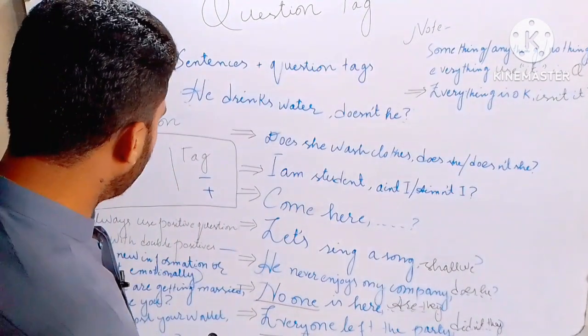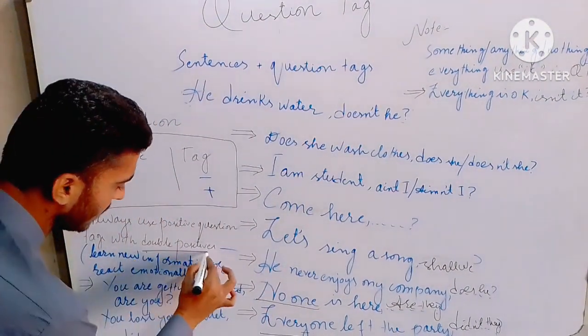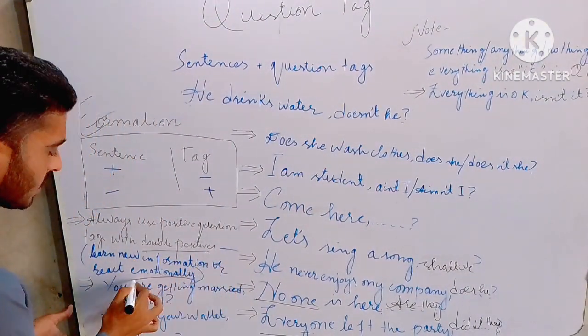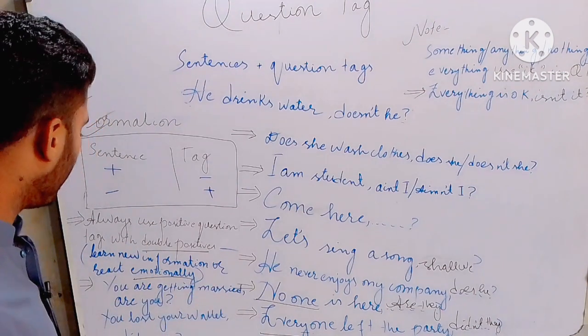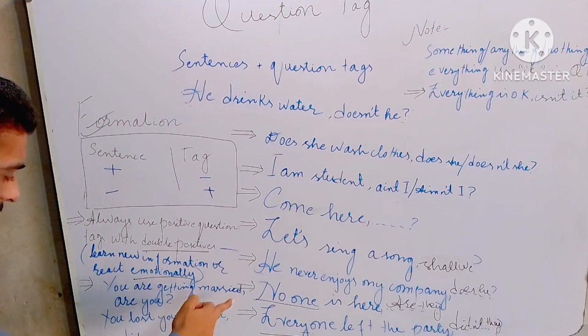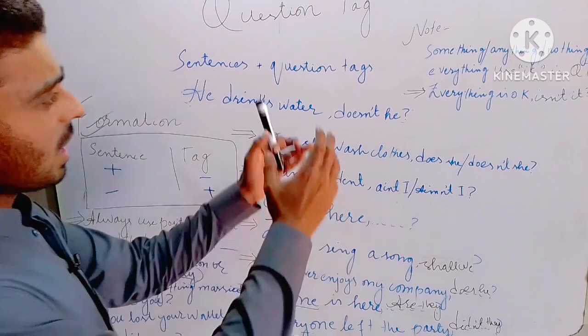Because there is some rule that if we have been given double positive, it means there is an emotion in the sentence. When we learn new information, we have to always use the positive tag. Suppose an example I have written here. You are getting married, are you? You lost your wallet, did you? So this was all about the question tag.